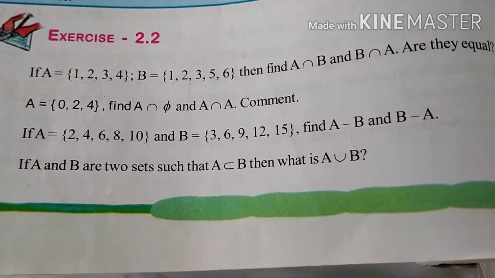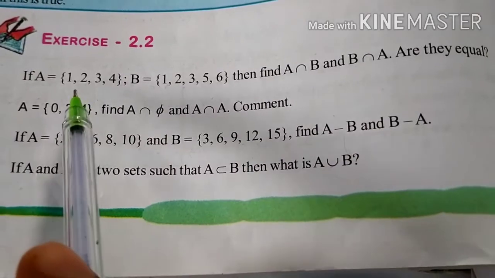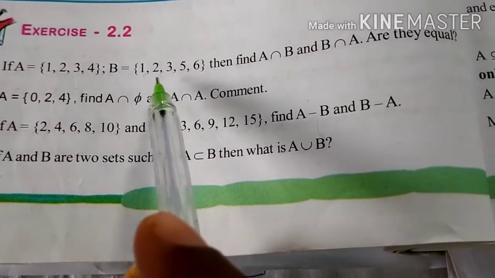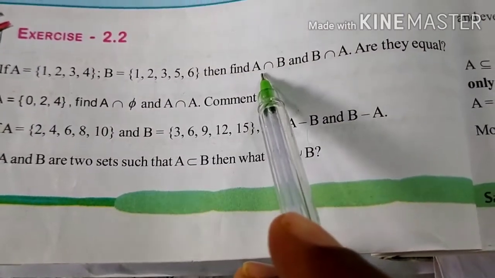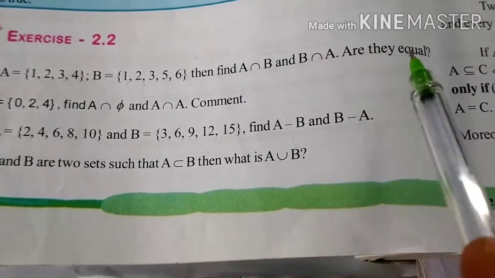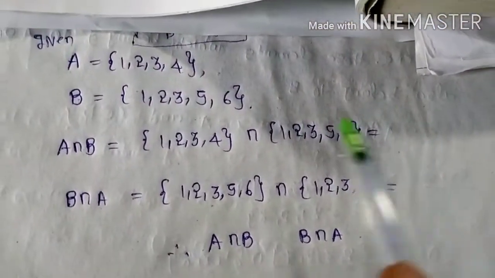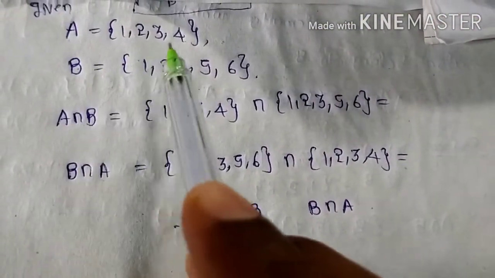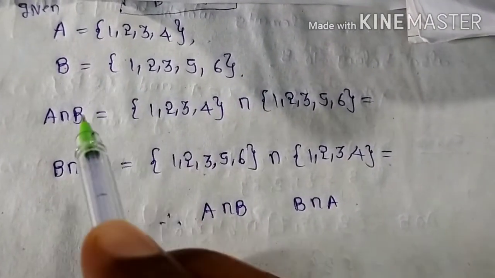Now you can see here exercise 2.2, first question. If A is equal to the set of elements 1, 2, 3, 4 and B is equal to 1, 2, 3, 5, 6, then find A intersection B and B intersection A. Are they equal? First of all, I am writing the given. A is equal to 1, 2, 3, 4, B is equal to 1, 2, 3, 5, 6.